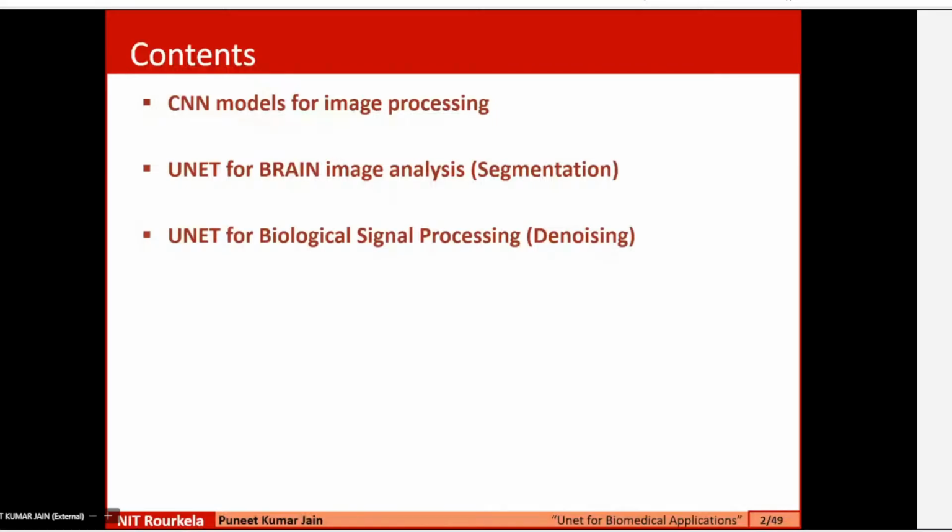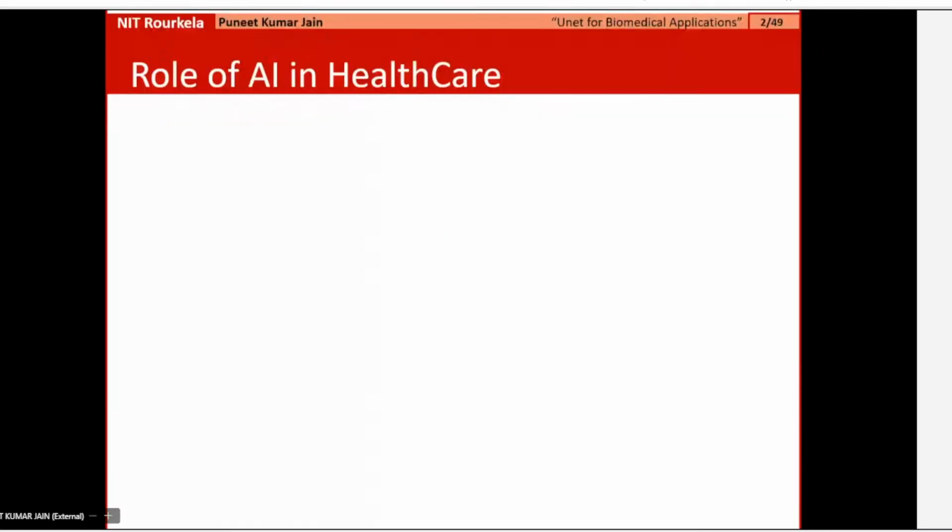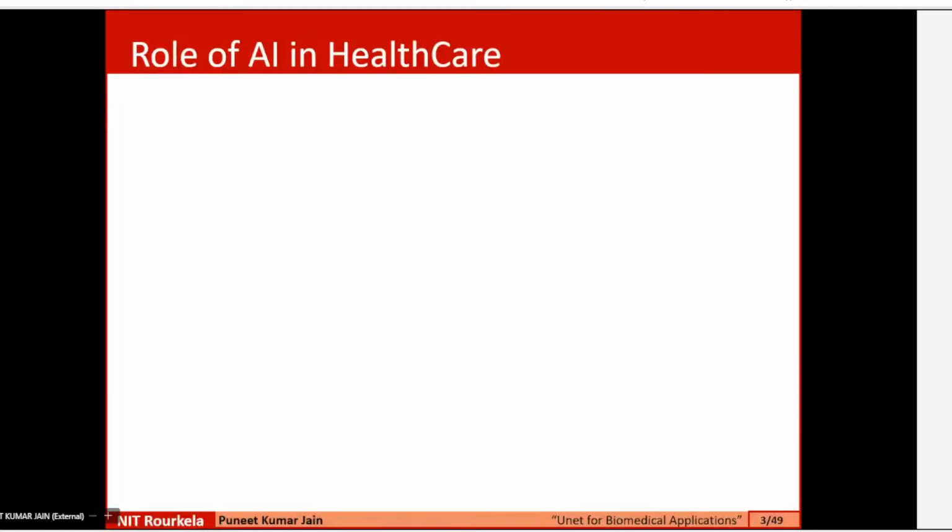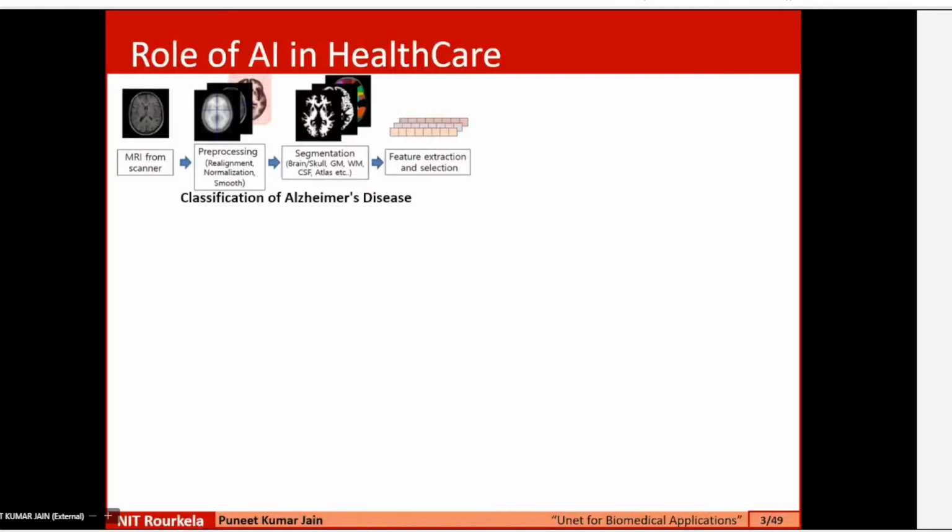So let us start with the role of AI in healthcare. I hope that with the tremendous FDP conducted by Dr. Deepak, you have encountered a lot of applications of deep learning in healthcare. These are glimpses: the classification of Alzheimer's disease, where we use MRI scans to detect the pattern of the disease.